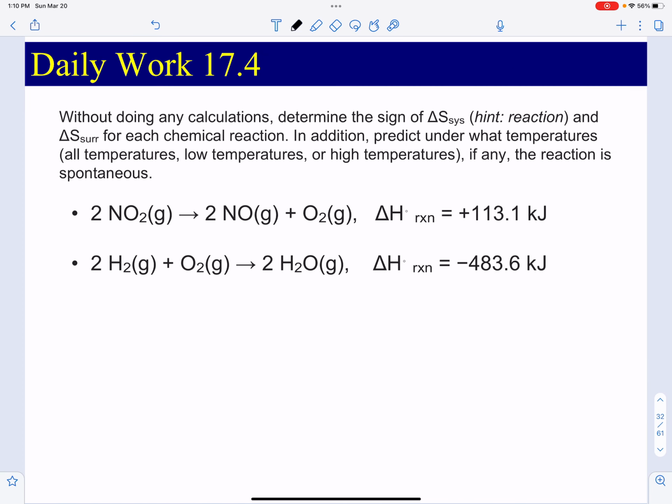So with that said, go ahead and work on those two reactions and decide the symbol for the delta S of the system, delta S of the surrounding, and then decide the type of temperature you need to guarantee that the delta S of the universe is going to be bigger or equal to 0, therefore spontaneous.